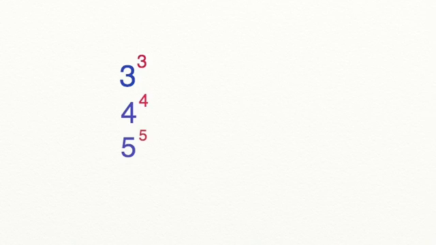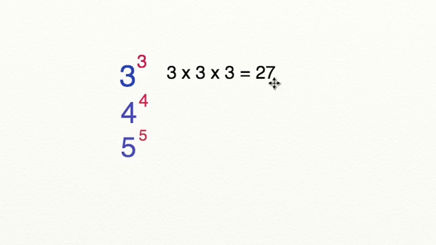Let's go ahead and do a few practice problems together to practice solving for the value of numbers that are written with exponents. First, we have 3 to the power of 3, or 3 cubed. So how many times are we going to have to multiply the number 3 by itself? Well, we need to multiply it 3 times because our exponent is 3. So if we multiply 3 times 3 times 3, we will have a value of 27. That means that 3 to the third power has a value of 27.